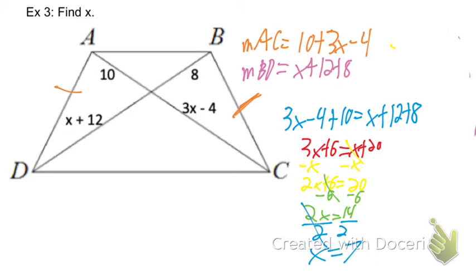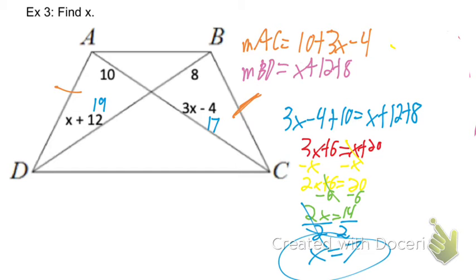Landon did this, but do we have to plug it back in to make sure they're equal? No, but you can. So what you do is you get 3 times 7, which is 21, minus 4. So this bottom part is 17. X plus 12, 7 plus 12 is going to be 19. Wait, 19 and 17, those aren't the same. Is that an issue? No.